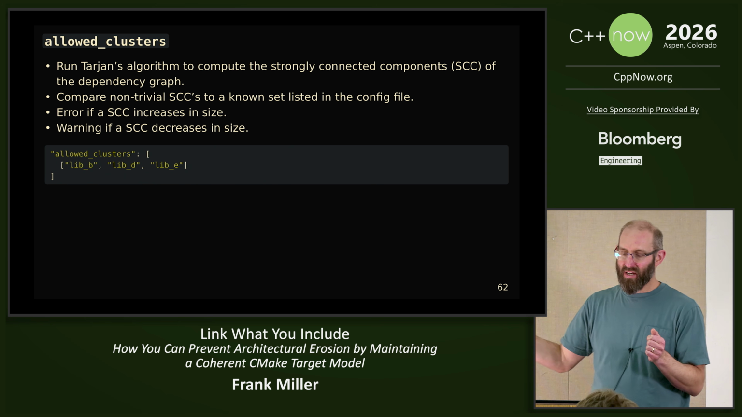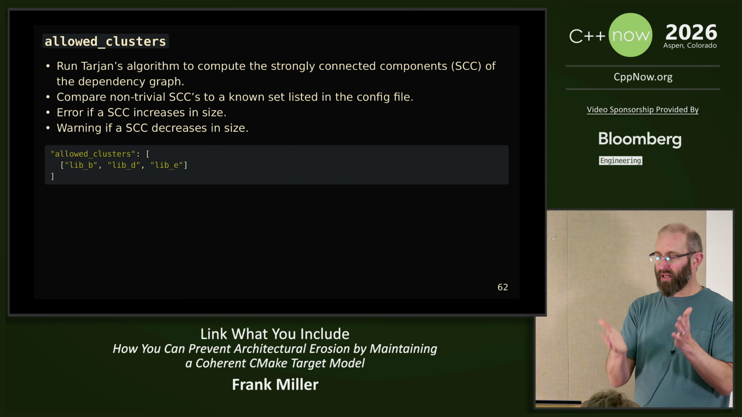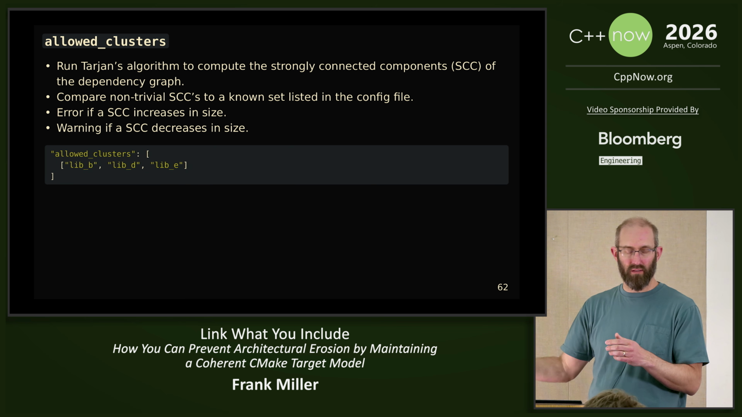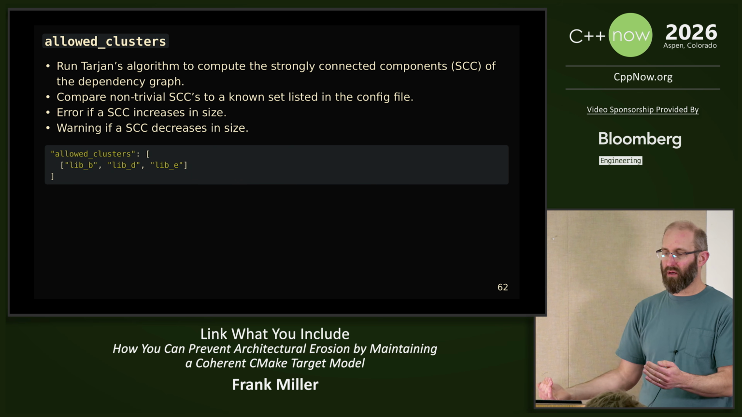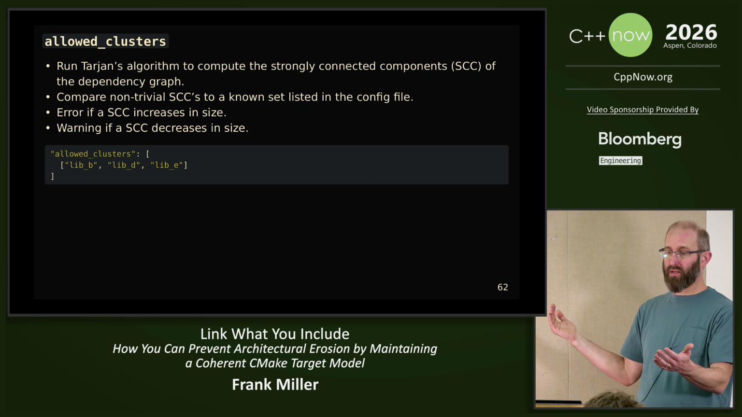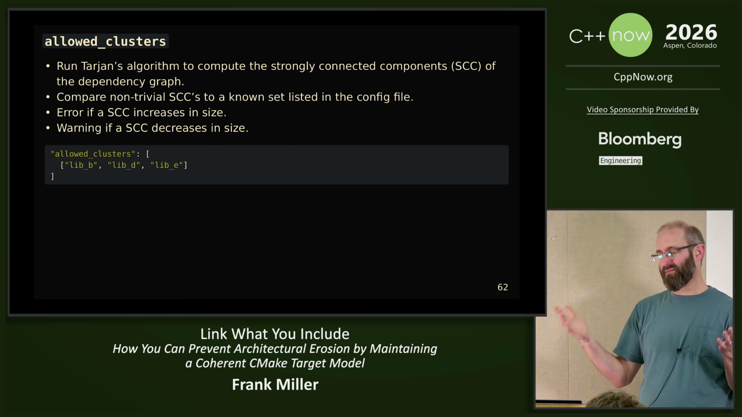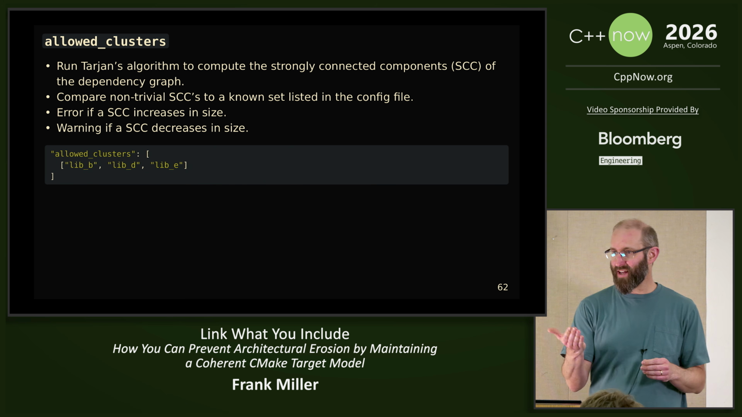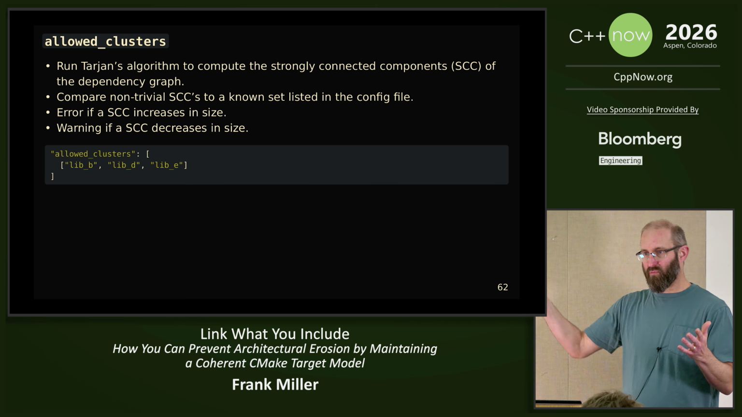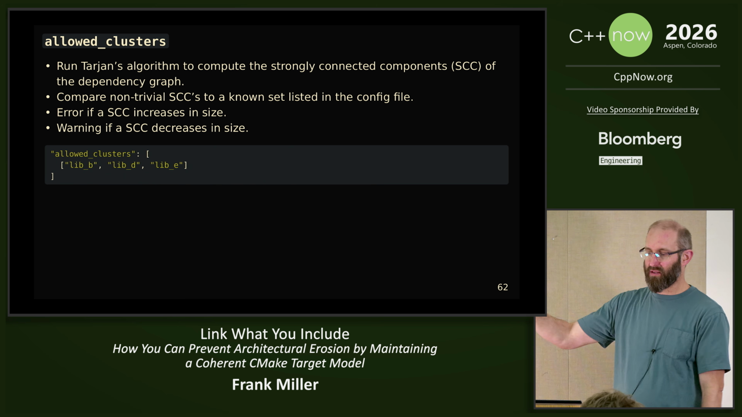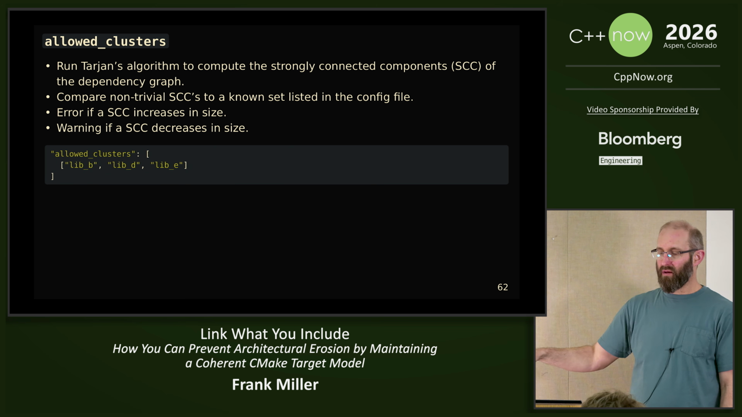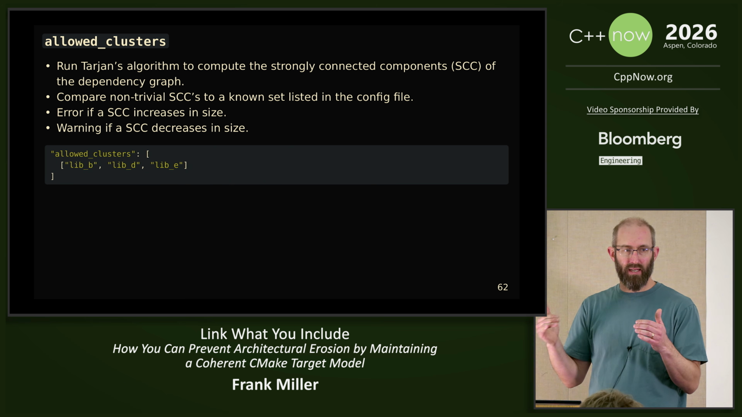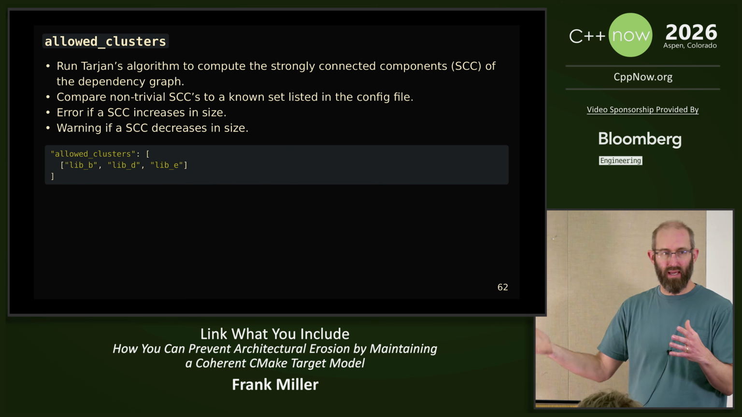So what this tool does is it computes that, and then it compares the non-trivial strongly connected components to a known set that's listed in the configuration file. So if the configuration file is empty, then it says you cannot have cyclic dependencies. But most projects that have been around for a long time might have some cyclic dependencies, maybe a few. If you're in that situation, what you can do is just document your existing cyclic dependencies in this file. And now this tool will generate an error if any of those cyclic dependencies increases in size, if any of the strongly connected components increases in size, right? So now it can't get any worse, right?